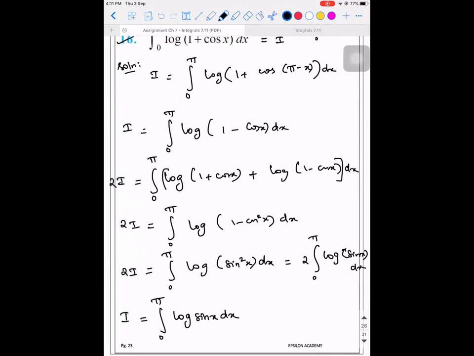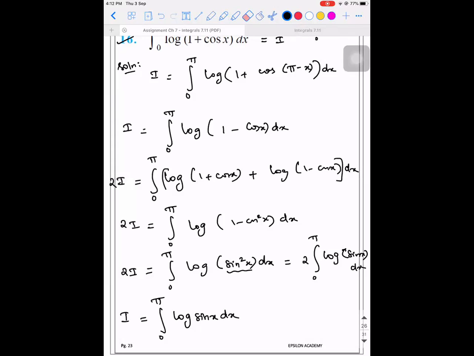Sir, the 2 you took from the power? Which two? Log sine square x becomes 2 log sine x. Yes, because log of a power square is equal to 2 log a. So it is 2 log sin x. So 2 and 2 get cancelled. I will be equal to integral of 0 to pi log of sin x.